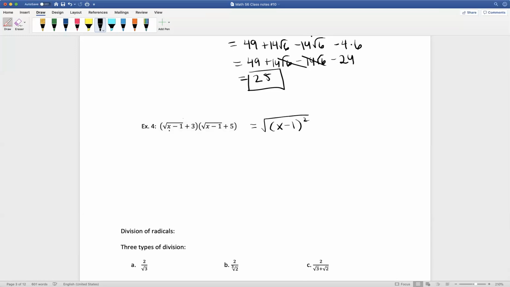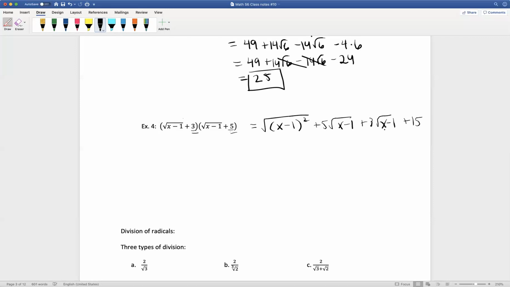For the outer two, square root of x minus 1 times 5. So I'm going to call that plus 5 square root of x minus 1. For the inner two, 3 times the square root of x minus 1 is the same thing as saying plus 3 times the square root of x minus 1. And then for the last two, we have 3 times 5, which is 15. Okay, so that first bit tells us that we can rewrite this as the square root of x minus 1 squared plus 5 square root of x minus 1 plus 3 square root of x minus 1 plus 15.